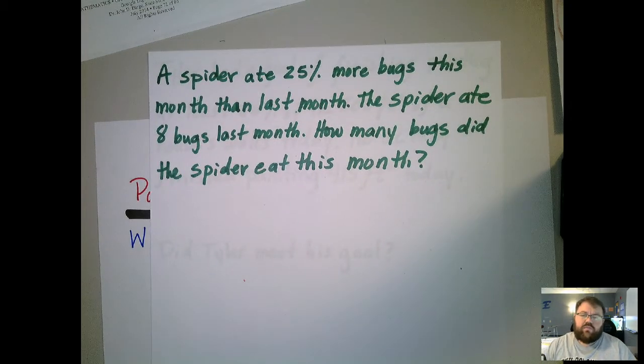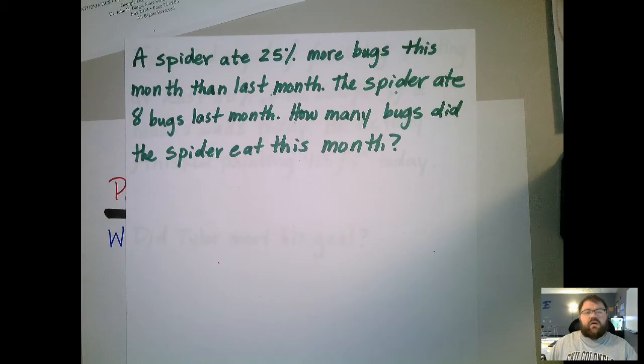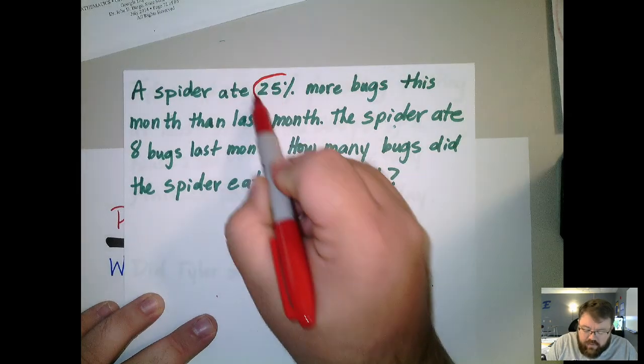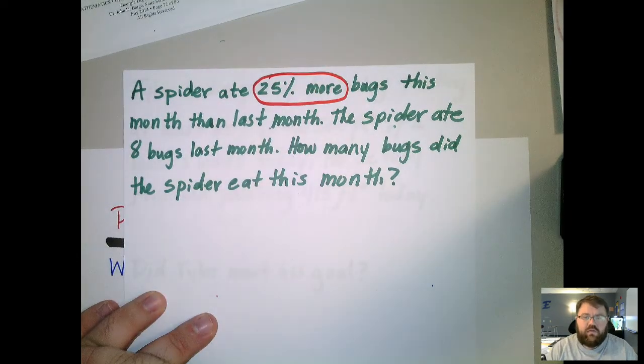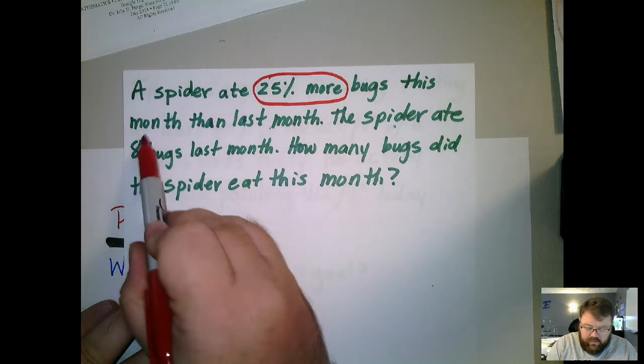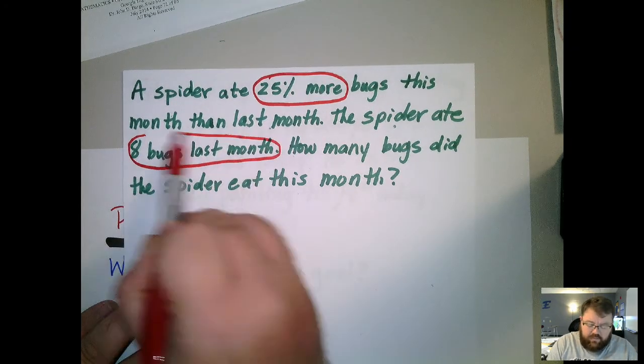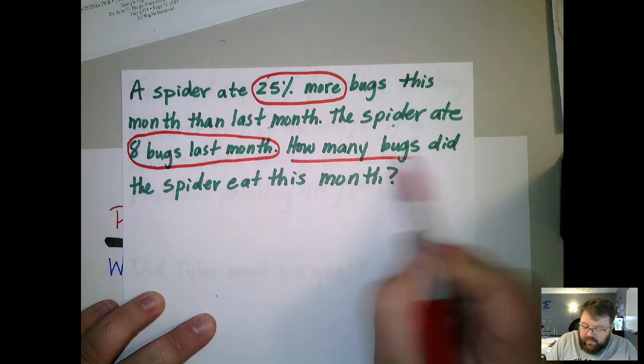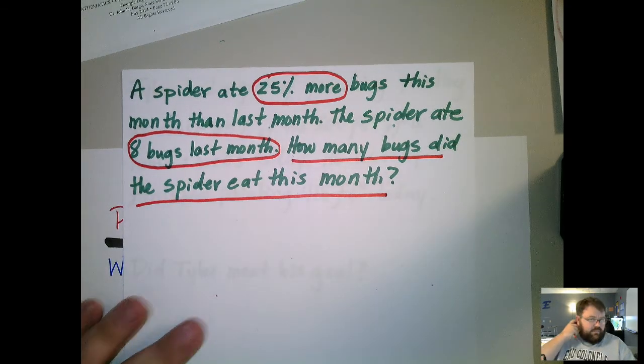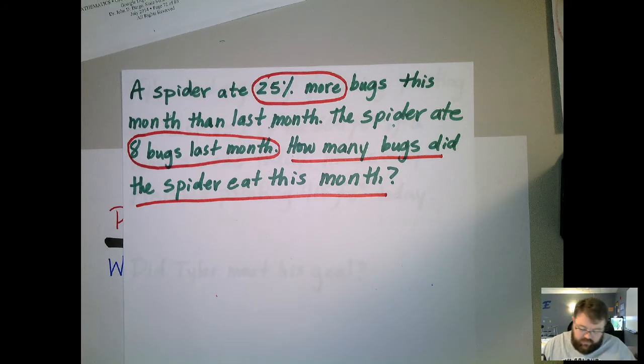A spider ate 25% more bugs this month than last month. The spider ate 8 bugs last month. How many bugs did the spider eat this month? Pause the video and answer the question. Alright, let's look at it. We have 25% more bugs. The spider ate 8 bugs last month. How many bugs did the spider eat this month? Alright, so remember, we're still sticking with that part over whole equals percent over 100 equation.